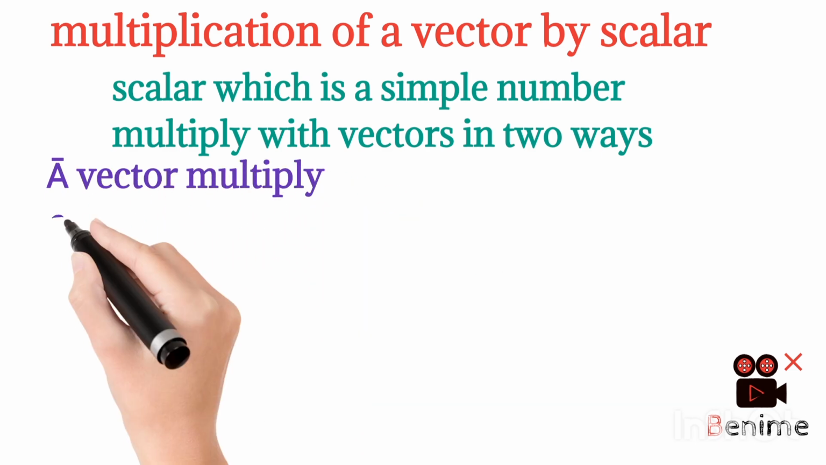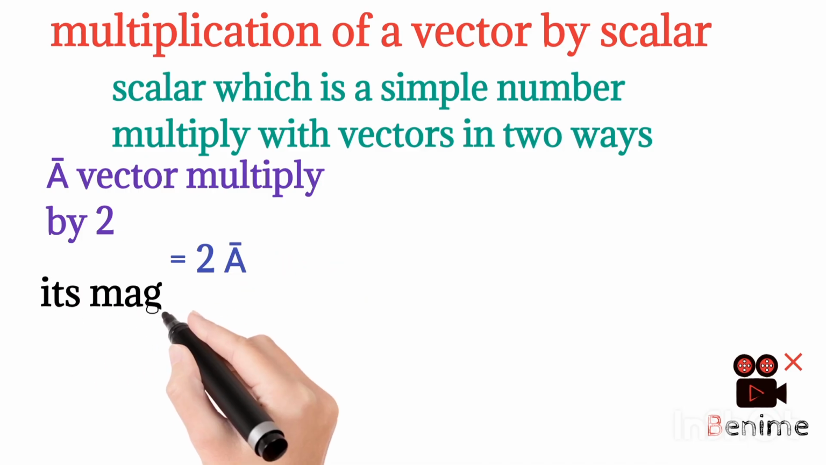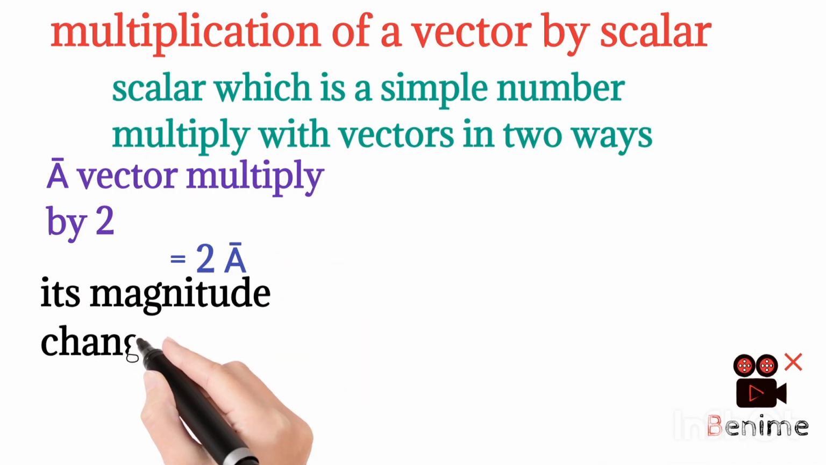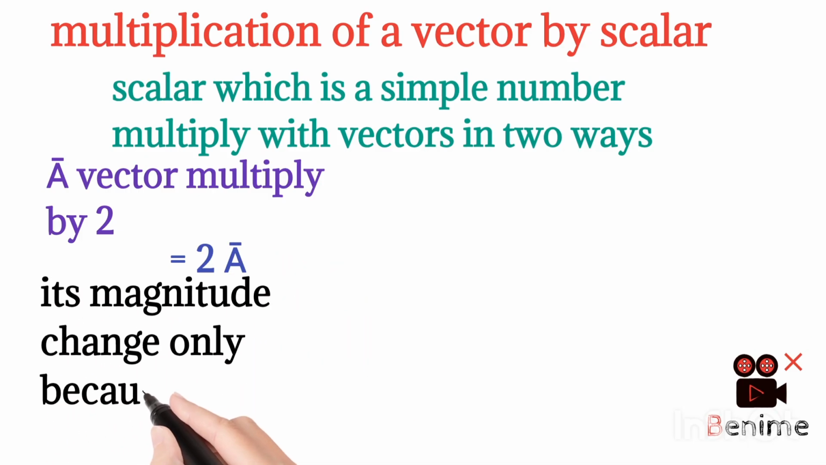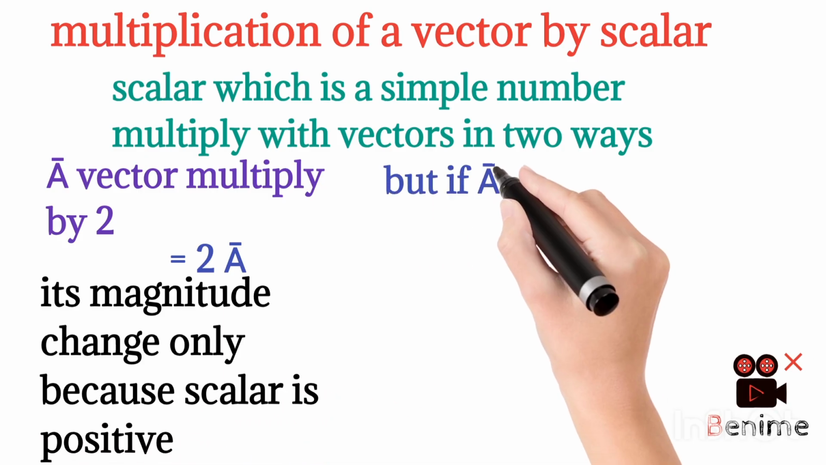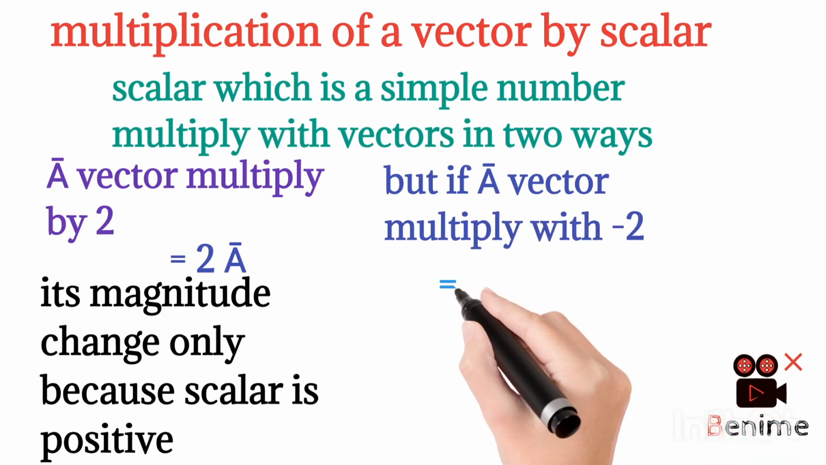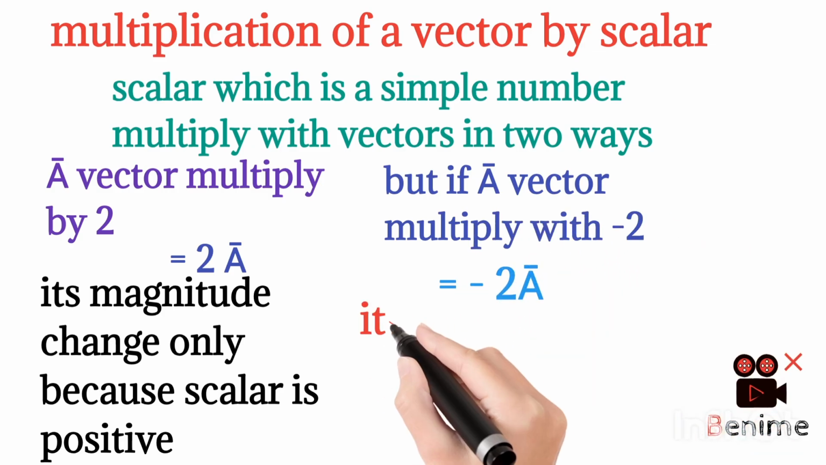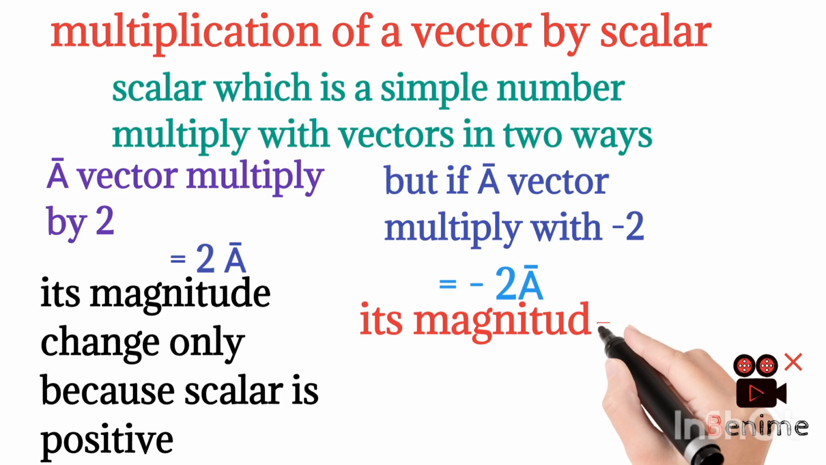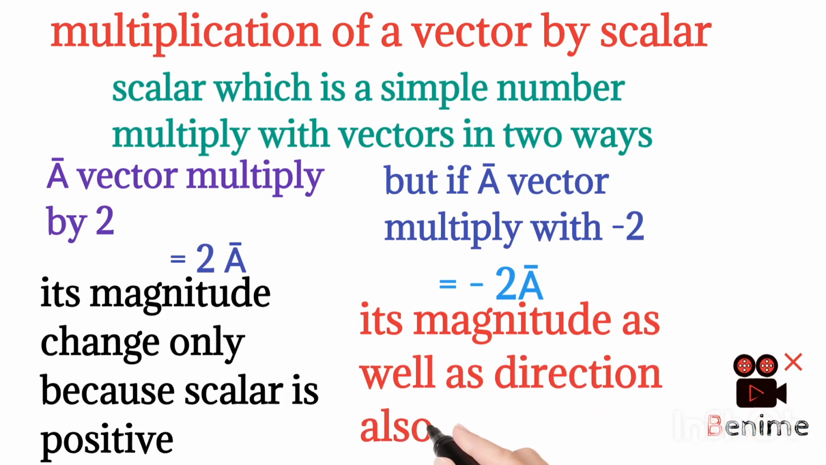Whereas when a negative number, for example -2, is multiplied by vector A, it changes its magnitude as well as its direction. So multiplication of scalar with vectors is categorized in two ways: change in magnitude only and change in both magnitude and direction, which depends upon what type of scalar number we used, positive or negative.